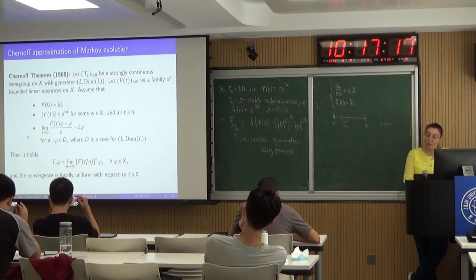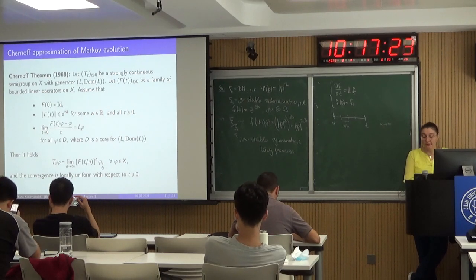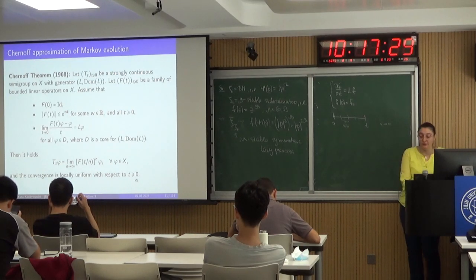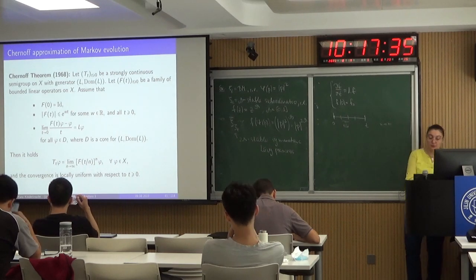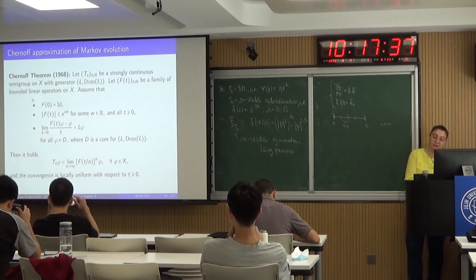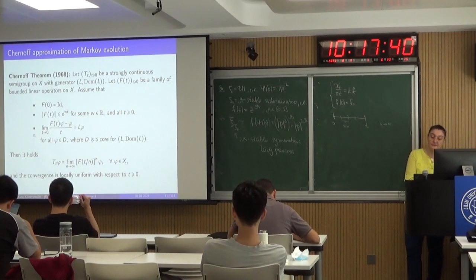So if these three properties are satisfied, then we guarantee that the Chernoff approximation holds. And moreover, the convergence is locally uniform with respect to t. That is, for t on compact intervals, this is uniform with respect to t. So now let us look more carefully at these three conditions.